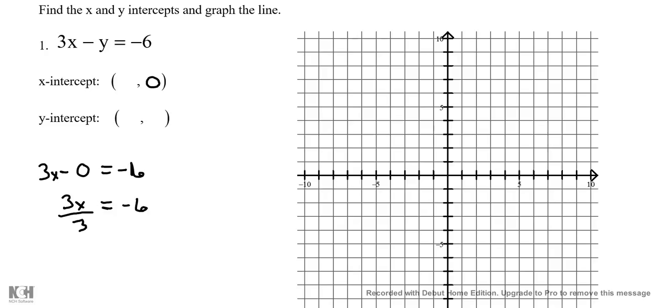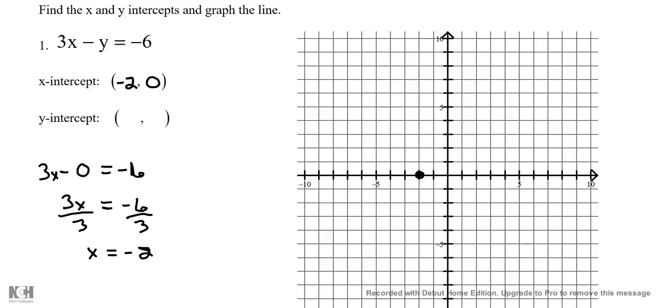Divide by 3. So x is -2. So there's one of my points. Now the x-intercept should be crossing the x-axis. So I'm going to go 2 to the left and 0 up or down, and it does. It hits the x-axis right there. Thus the x-intercept hits the x-axis.